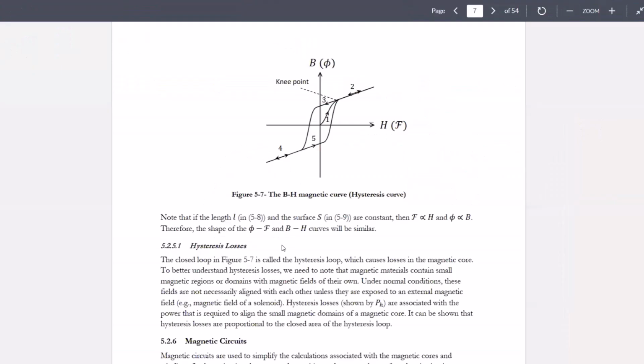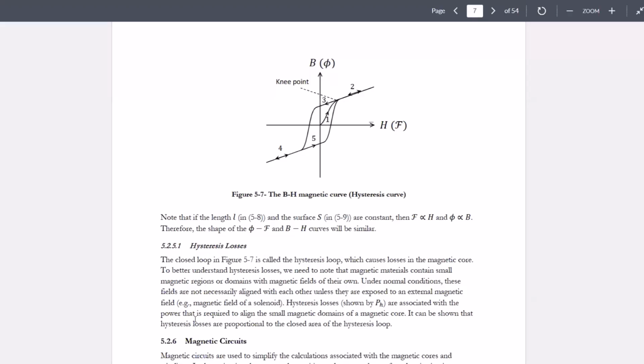But when you put this magnetic material under that solenoid, it tries to align all of those areas with one another. So that's been explained here. Under normal conditions, these fields are not necessarily aligned unless they are exposed to an external magnetic field. So that winding is incurring an external magnetic field, which is trying to align all of those magnetic areas together. Hysteresis losses, which we show by Ph, will be associated with the power that is required to align those small magnetic fields or domains in that magnetic core.